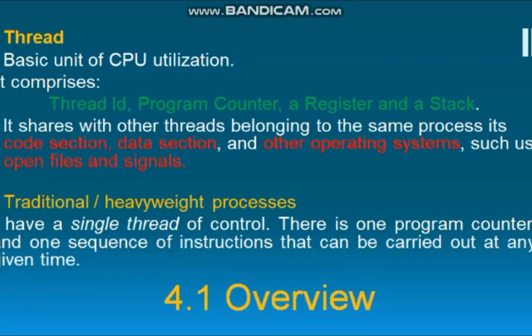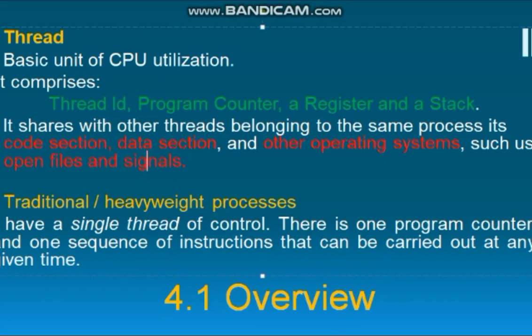So, a thread is a basic unit of CPU utilization. It means the program under execution is a process, and each process has a number of threads executed in it. A thread comprises a thread ID, a program counter, a register set, and a stack. It also shares with other threads belonging to the same process the code section, data section, and other operating system resources such as open files and signals.